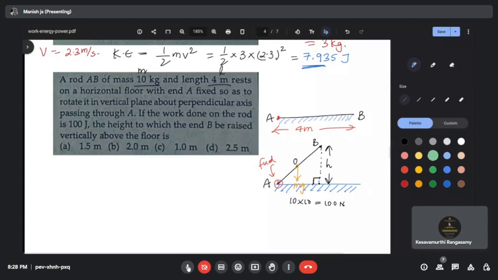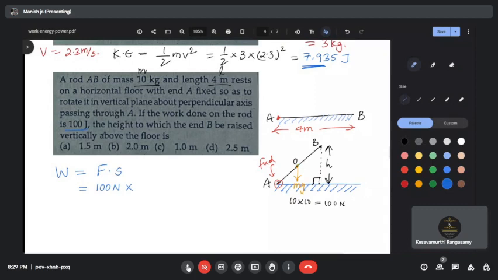So we need to find out what is the height to which it is being pulled. They're saying work done by the rod is 100 joules. What's the formula for work done? I hope you guys are all aware about it. So work done is equal to force into displacement. Now the force required to pull the rod by some distance is mass into acceleration due to gravity, which we have already found out as 100 newtons, into now the height to which end B is raised vertically above the ground.